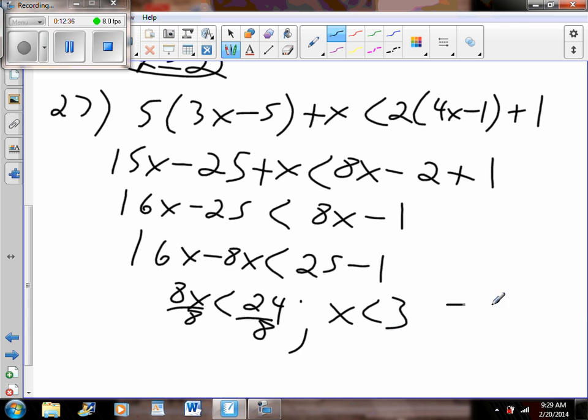How do I graph it? Same way I did before. Find your origin. 3, open circle, less than, heavily shade display. Okay?